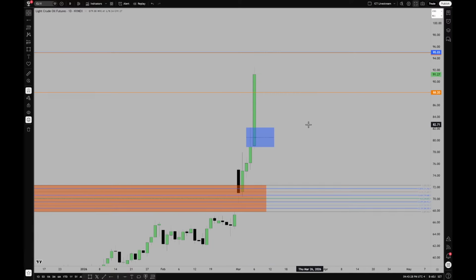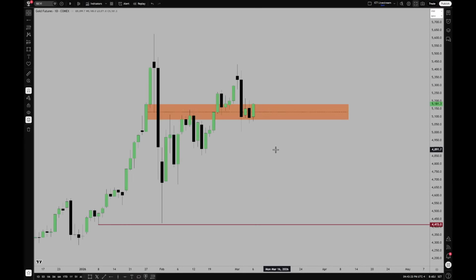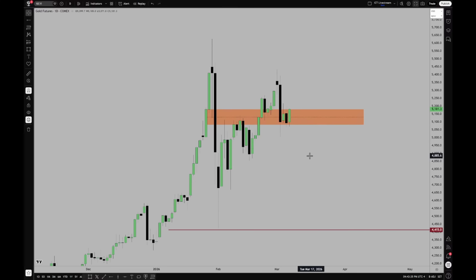All right, let's go into gold. All right, so here's the daily chart on gold. I know you guys have been begging me to talk about this market.